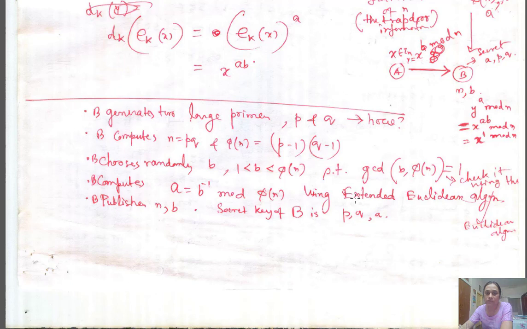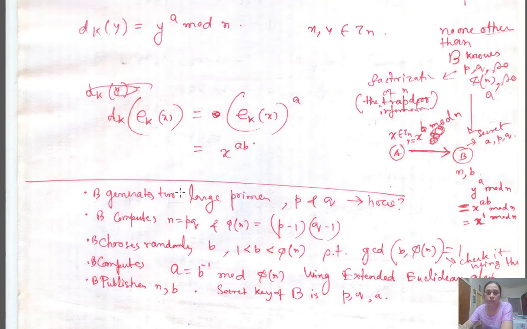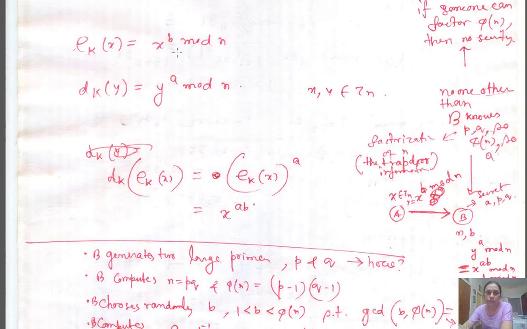The next step is finding the modular inverse of b. We call it a, so a is b inverse modulo phi n. That means we get the congruence relation ab is congruent to 1 modulo phi n. So b is public, n is public, and a is secret. When you encrypt, you use the public key of the recipient, and for decryption, the recipient has the matching secret key a corresponding to b.